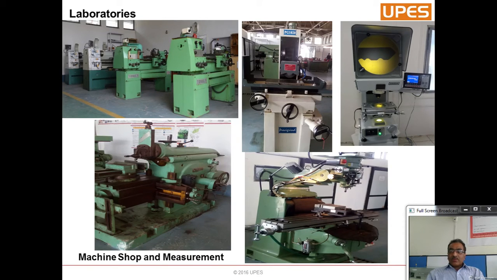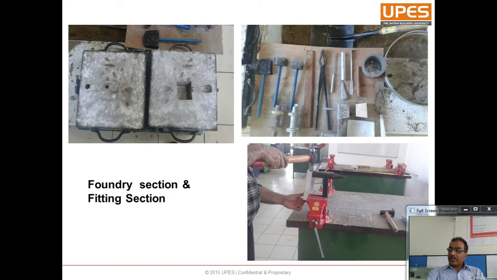There are a few laboratories. I am just trying to share some of the laboratories where you will be working. You can see on the top, the lathe machines. That is the machine manufacturing technology lab. Then on the extreme right, you can see the profile projector, which is a part of your measurement lab, where once a component is manufactured, the dimensions can be measured by using that. This is a manufacturing process lab.